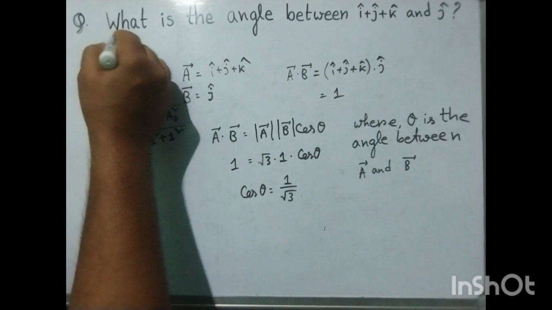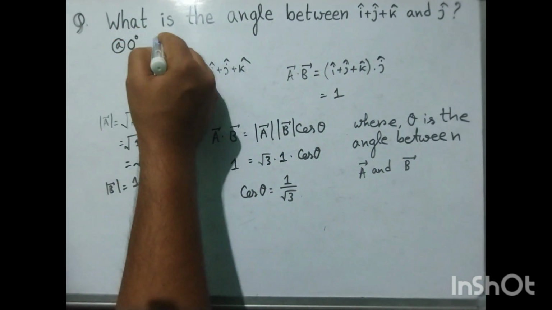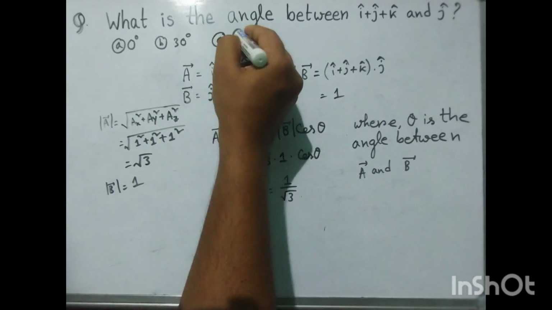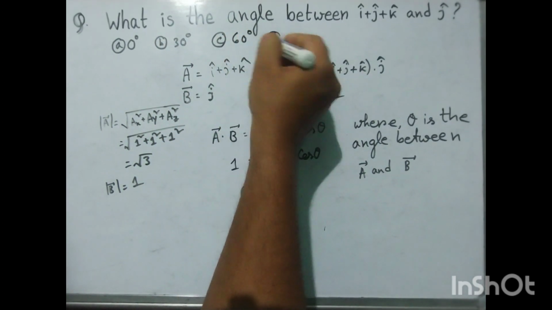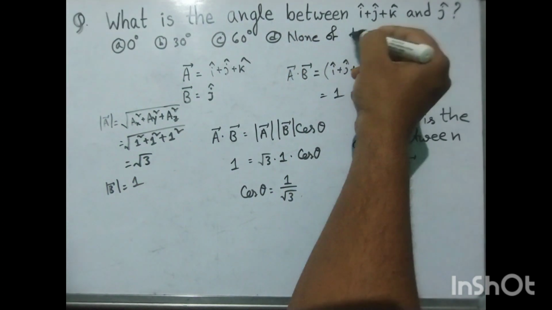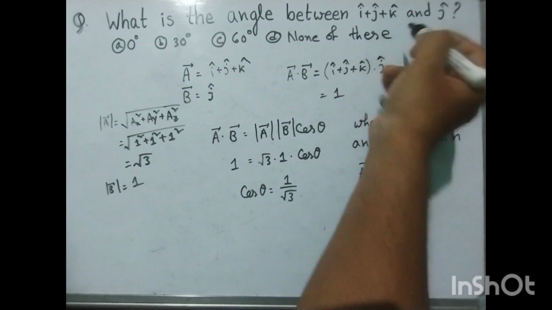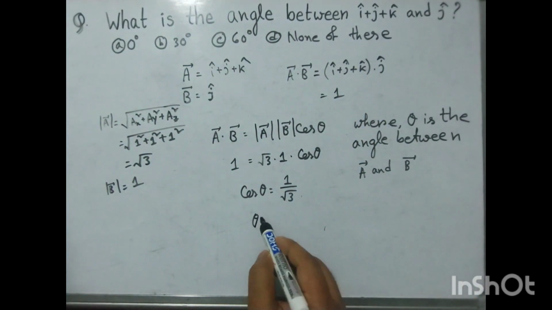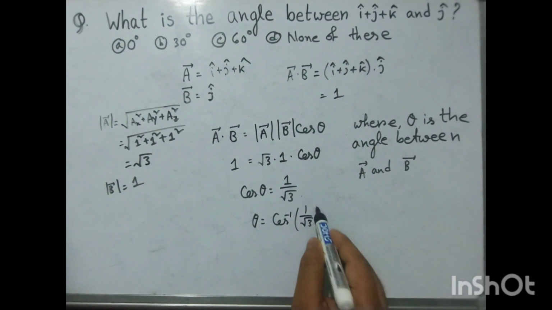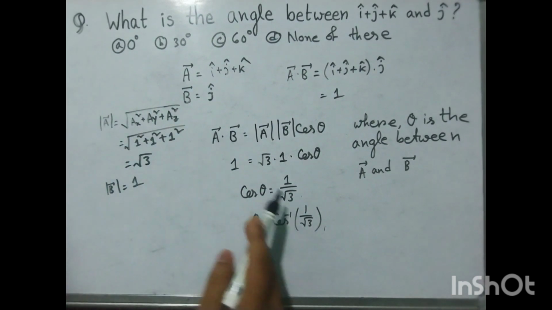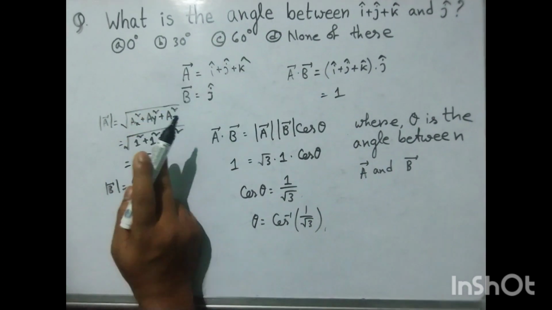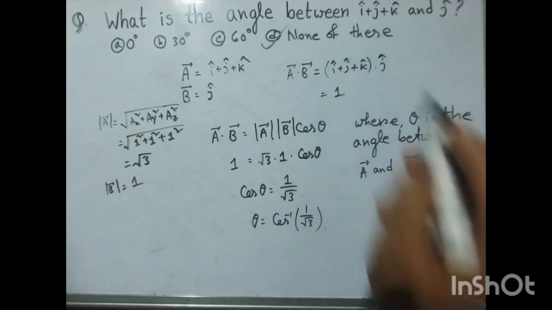The options given are A is 0 degree, B is 30 degree, C is 60 degree, and D is none of these. So here theta is cos inverse of 1 by root 3, and cos 0 degree is 1, cos 30 degree is root 3 by 2, cos 60 degree is half. So the answer is none of these.